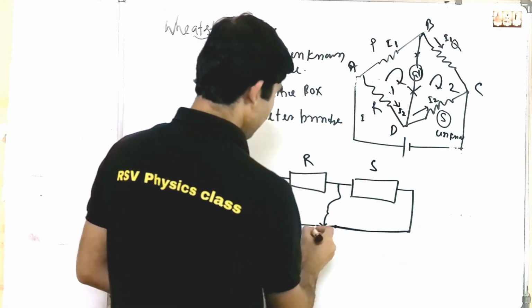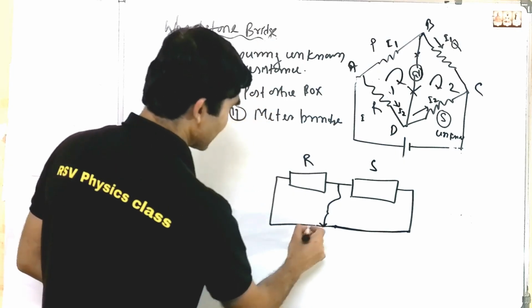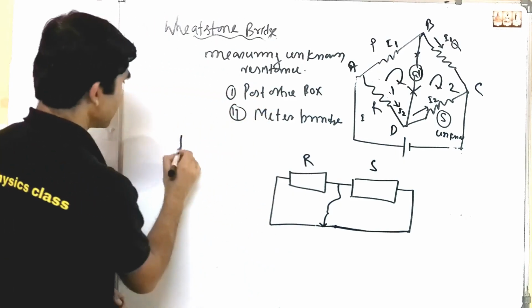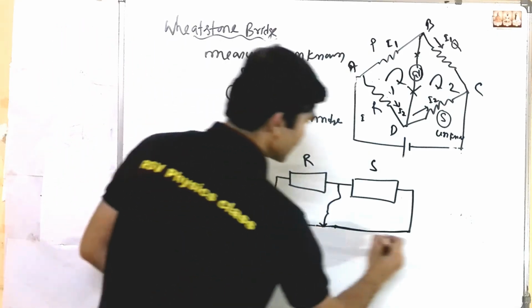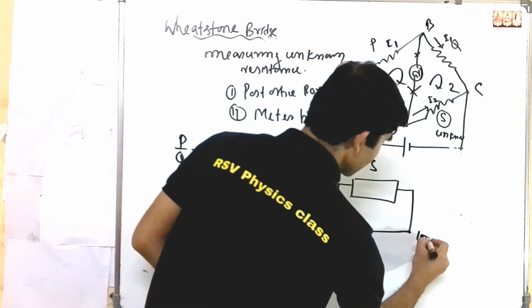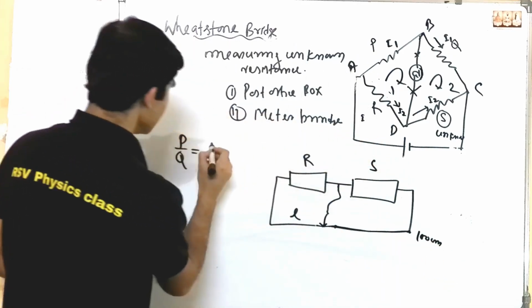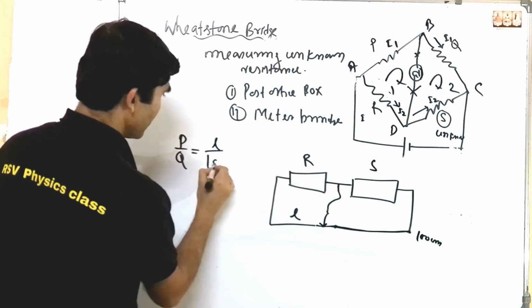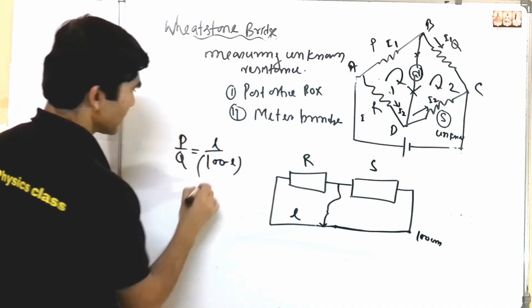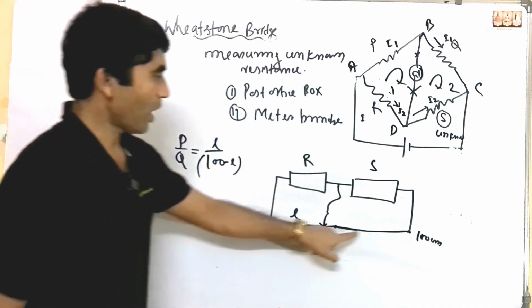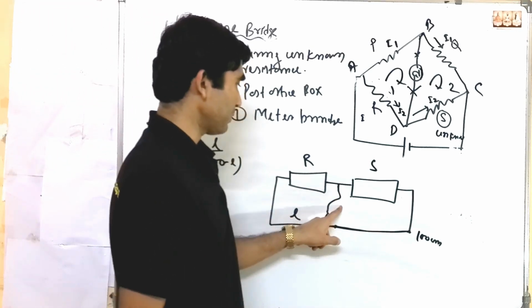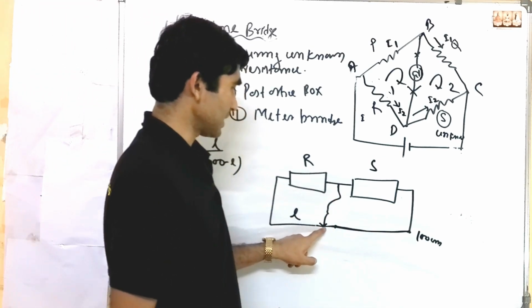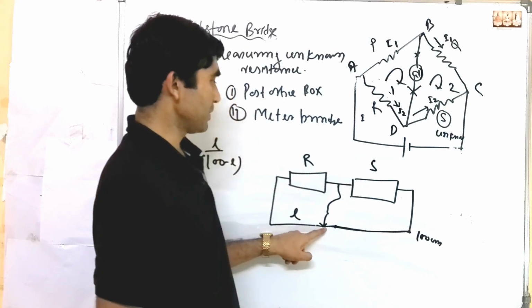So here P by Q you are deciding by length. So P by Q equal to how much? If it is length l and the length is of the order of 100 centimeter, P by Q is l over 100 minus l. Can you write this? There is a wire of length 1 on which you tap and decide the P by Q ratio here.